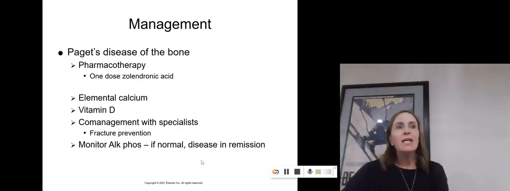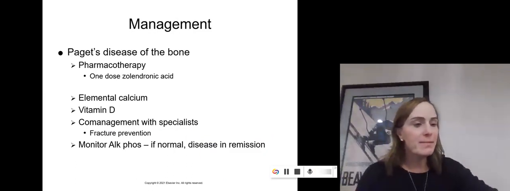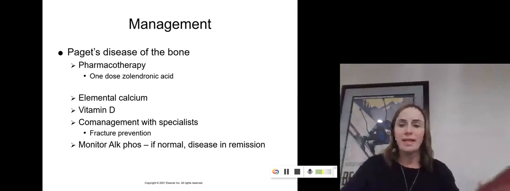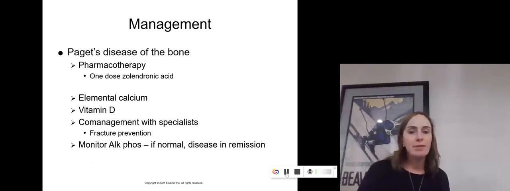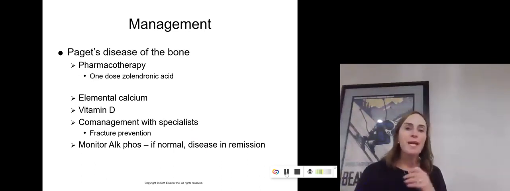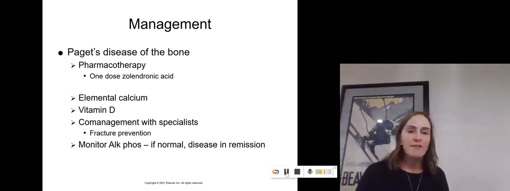So this is the difference. Pagetic disease, if it's asymptomatic and you decide not to treat it, then you can just monitor it. You can monitor the alk phos, it's going to be up, but more so you just want to monitor the person for pain. If they have pain and you want to treat it, oftentimes one dose of zoledronic acid will treat them for the rest of their life.